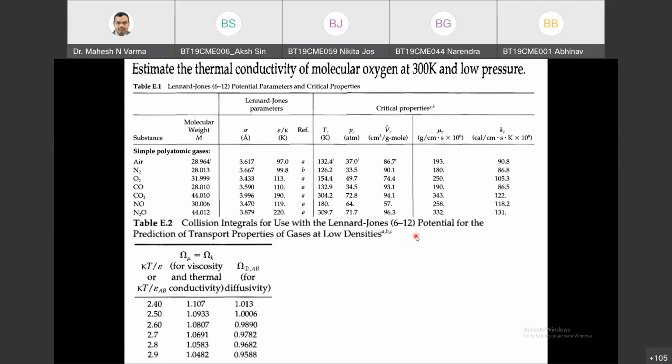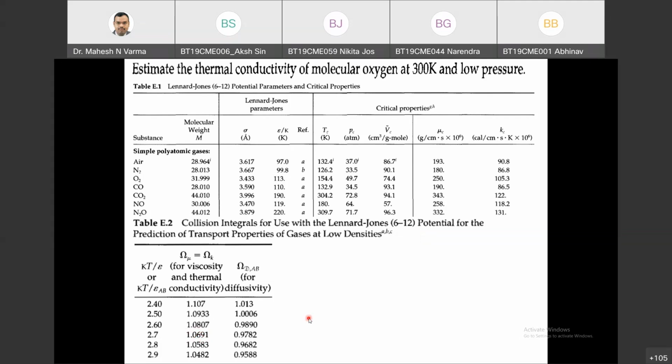What is the value of KT by epsilon? So it will come around 2.65. You can interpolate this, with a value between 1.08 and 1.06, something close to 1.07. This is 6.9, which is close to 7, so it will be something around 1.075. Yes, sir.